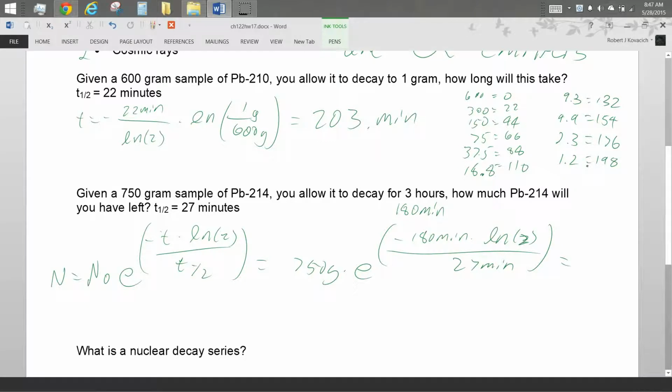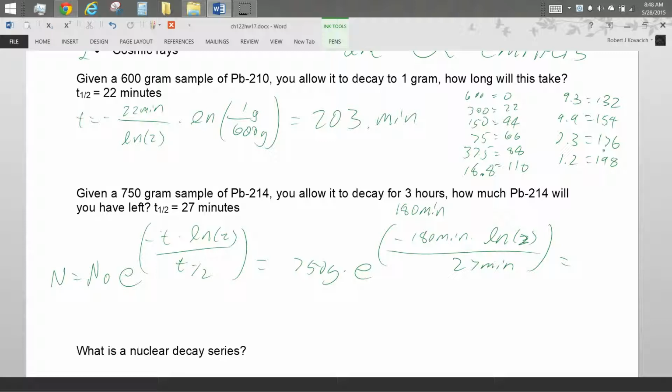So we know that if you go 198 seconds, you're going to have 1.2 grams of this. And so if I go 203, I should get myself down to 1. Okay. So when you're given that 600 gram sample, you know that the half-life is 0, that it's reached at.